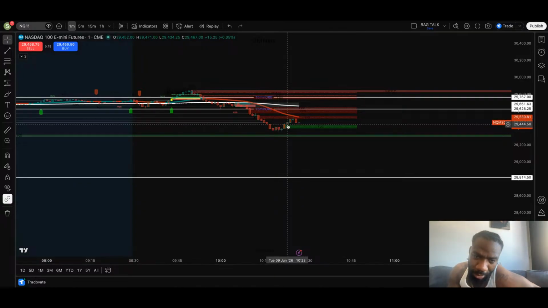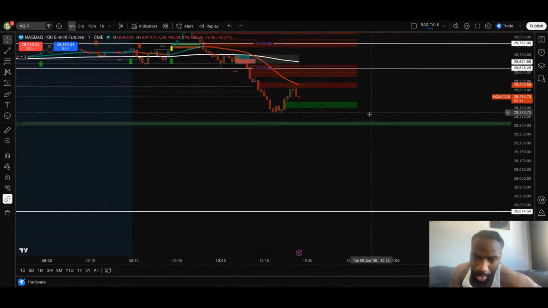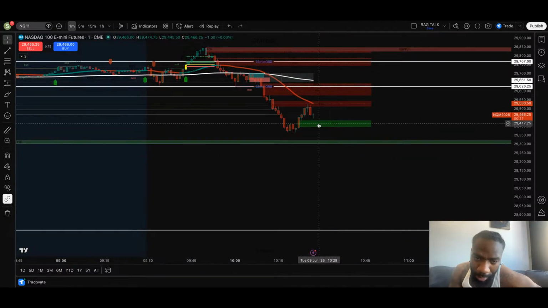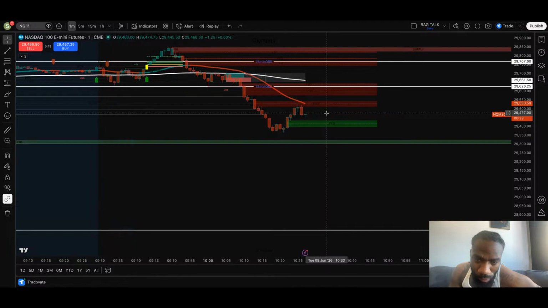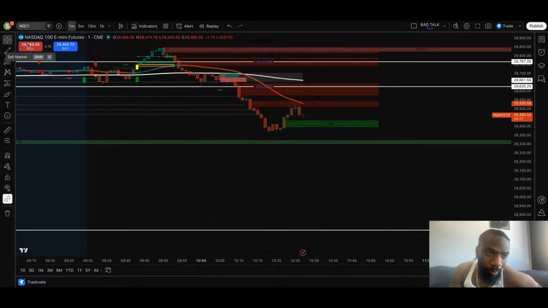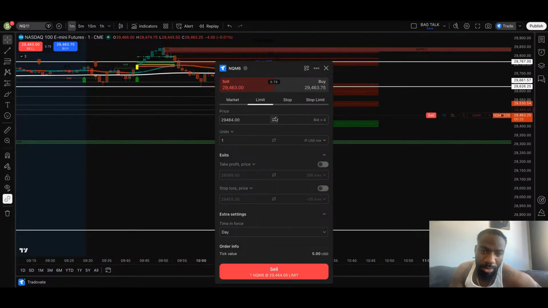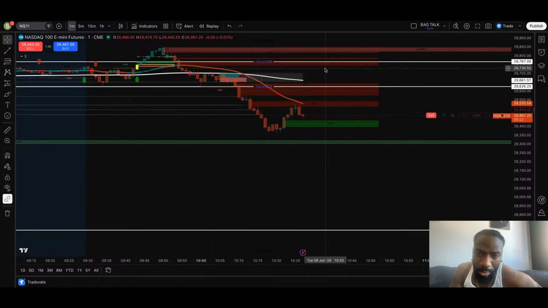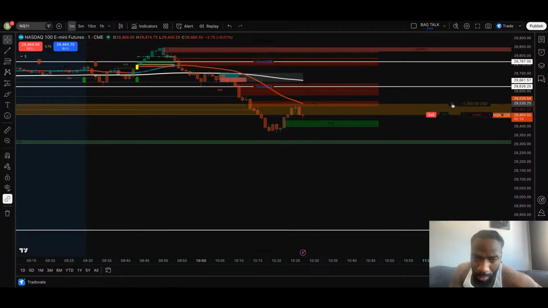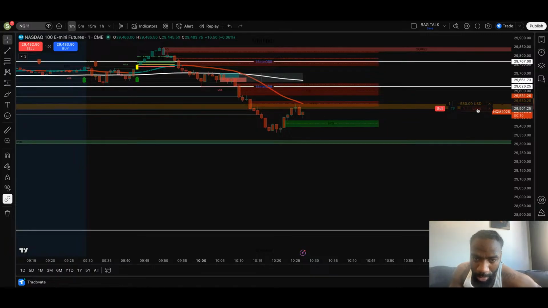It took a minor retracement off the 1 minute. I could take a sell down. I believe that would be a risky trade, but let's see what it looks like if I was to take it from here. Yeah, see, that's deep. I would need price to come all the way up.